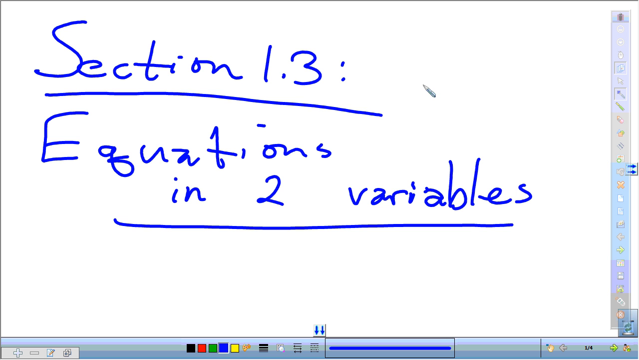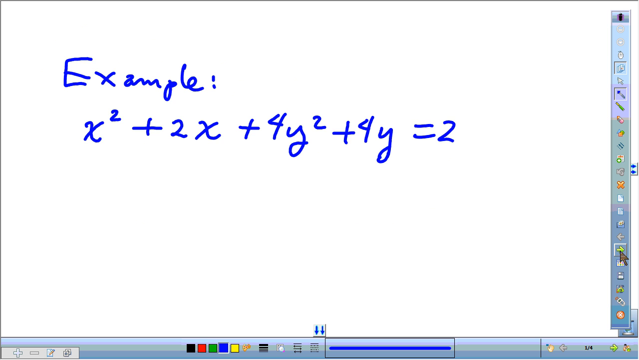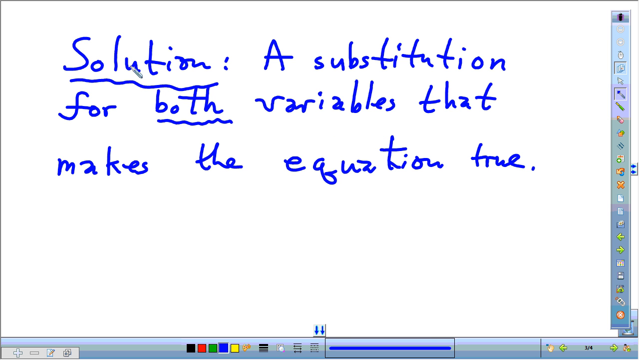In section 1.3, we look at equations again, but in this case, two variables. There's an example, x squared plus 2x plus 4y squared plus 4y equals 2. We have two variables, x and y, but still, an equation. What's the solution? It's a substitution for the variables, and we end up with a true statement from the equation. So different substitutions might give true values, others false.